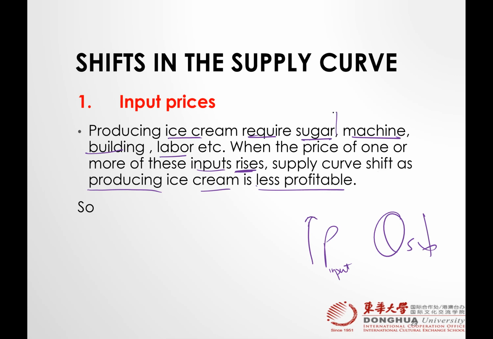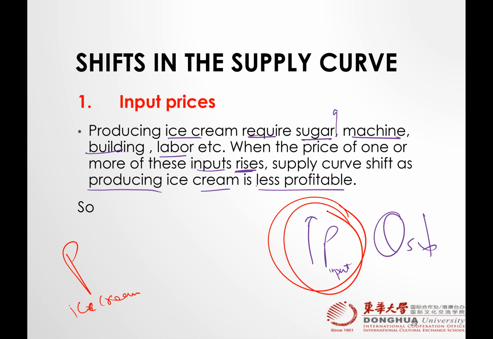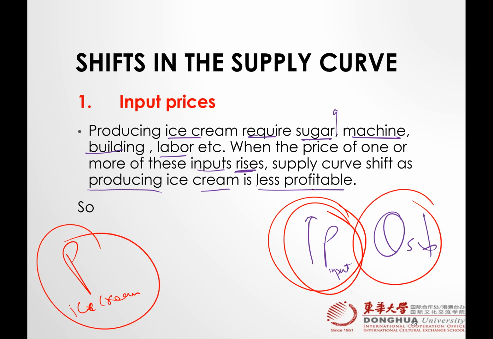If sugar prices rise, it is less profitable for us to produce ice cream at the same rate. Some students confuse this input price with the price of ice cream. Price of ice cream is something else. Here we are talking about the price of input, the raw material prices, right? They confuse the price of ice cream with the quantity supplied, and they say, no, this looks like a law of demand. Price increases and quantity supplied decreases. No, this is because of input prices.